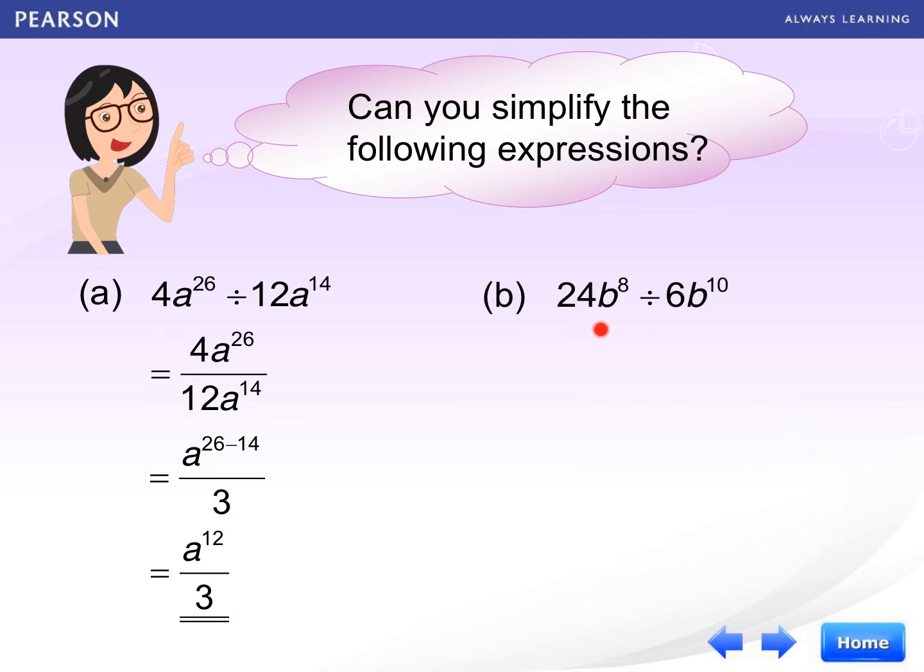For 24b to the power 8 divided by 6b to the power 10, 24 divided by 6 gives you 4 in the numerator. And b to the power 8 divided by b to the power 10: 8 is smaller than 10, so it will be in the denominator, b to the power 10 minus 8. So you get 4 over b squared.